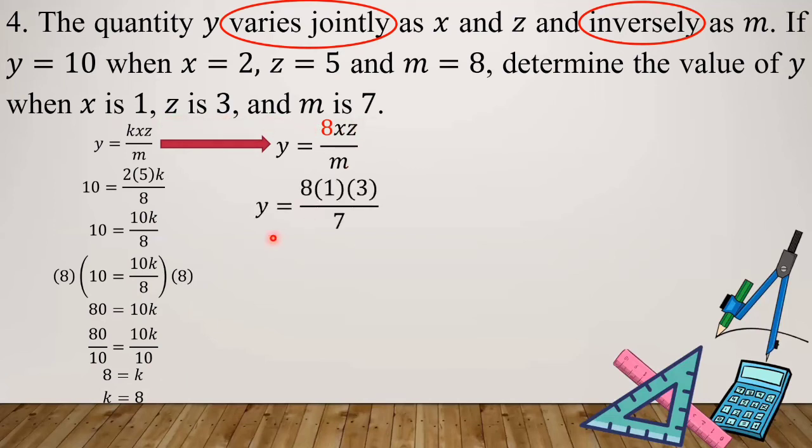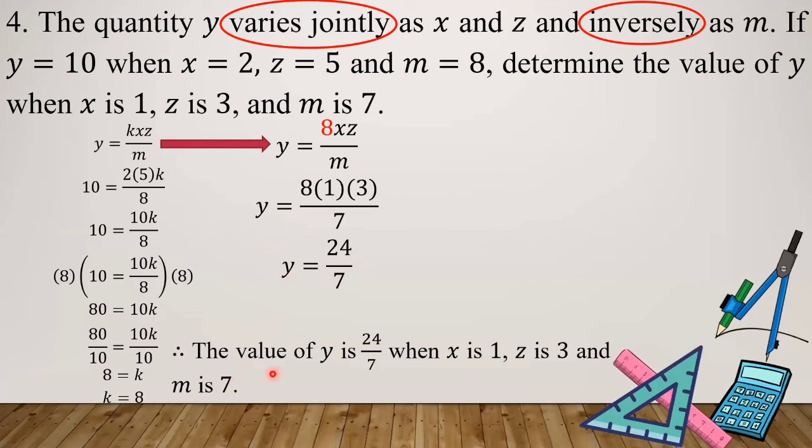So it will become y is equal to 8 multiplied by 1 times 3 over 7. 8 times 1 is equal to 8. Then 8 times 3 is equal to 24 over 7. So 24 divided by 7, yan na yung value ng ating y. Therefore, the value of y is 24 over 7 when x is 1, z is 3, and m is 7.